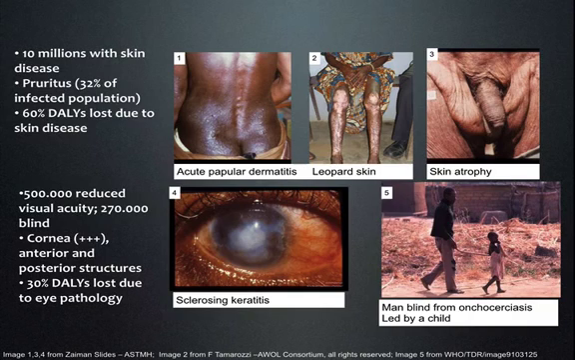Ocular pathology is less common than dermatitis, and its prevalence has dramatically reduced since the introduction of mass drug administration. The most common eye pathology involves the cornea, with punctate keratitis that may progress to sclerosing keratitis and blindness, but other structures of the anterior and posterior segment can also be affected.